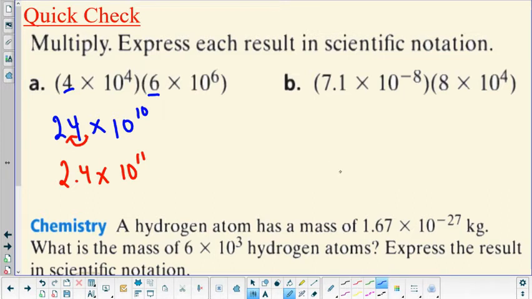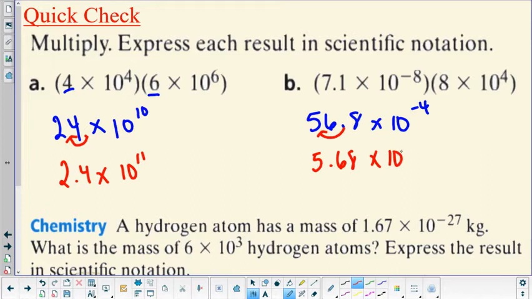All right, let's look at B. If you take 7.1 times 8, you get 56.8 times 10 to what power? What is negative 8 plus 4? Well, negative 8 plus 4 is negative 4. Once again, I notice 56.8 is too big. I need to move it so it's smaller. So I'm going to move it 1 to the left. So it becomes 5.68 times 10. And then if I add 1 to negative 4, it becomes negative 3.